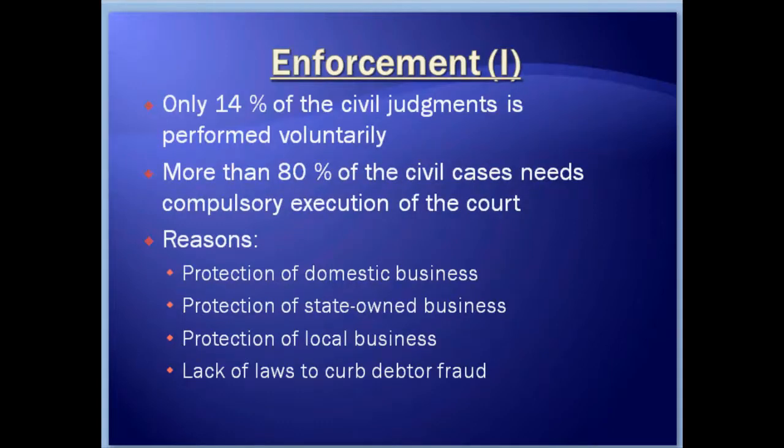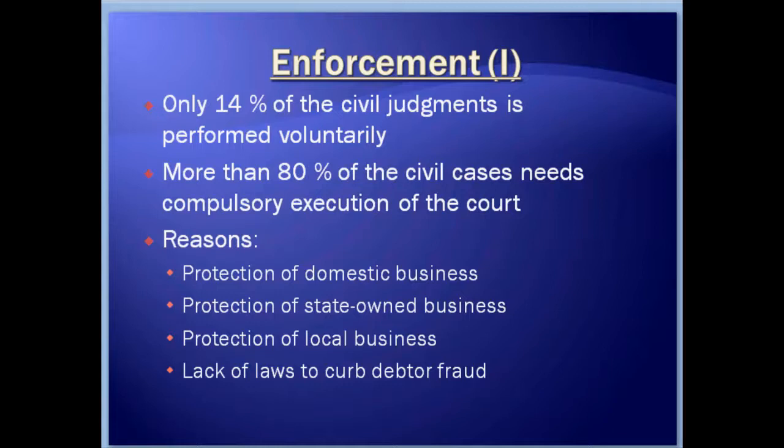Here are some facts. Only 14% of civil judgments are performed voluntarily. More than 80% of civil cases need compulsory execution by the court. How did this happen? The first reason is the government always favors domestic business over foreign business, especially state-owned companies, which are especially protected by the government. In addition, local government protects local companies for local benefits like tax reasons, or because they have a special tie, or what we call 关系, with that company.